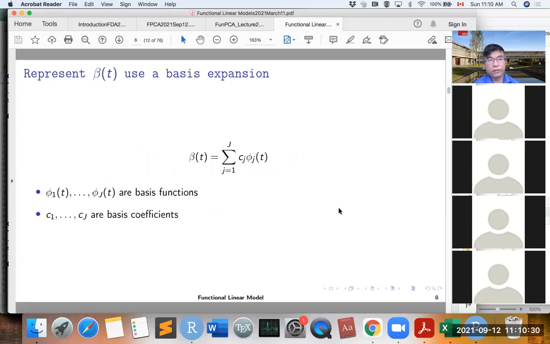A big idea in functional data analysis when we estimate the function is that we will represent the function beta(t) using a basis expansion. So beta(t) will be written as a linear combination of basis functions. phi_1 to phi_J(t) will be the basis functions, and C_1 to C_J will be the basis coefficients. We will choose the basis functions in advance, and then we will estimate the basis coefficients C_1 to C_J.